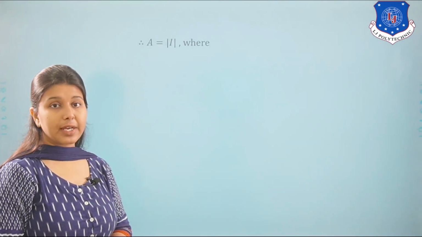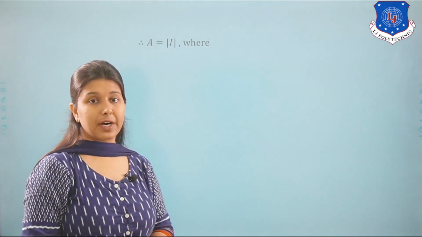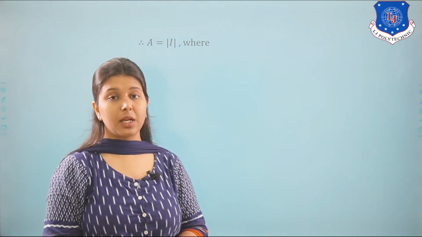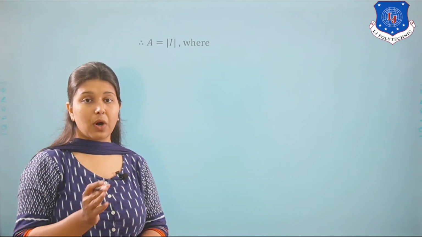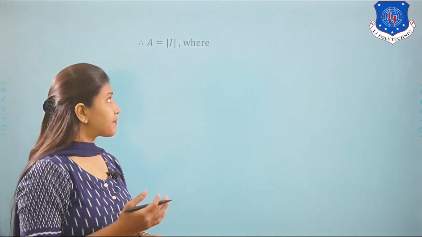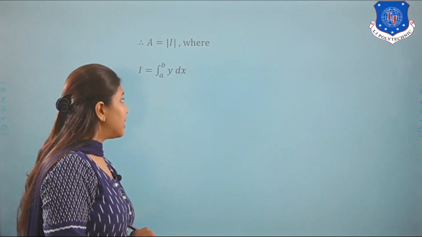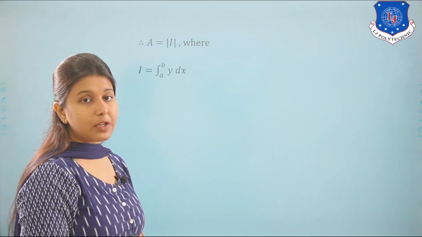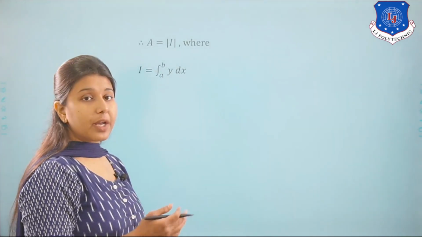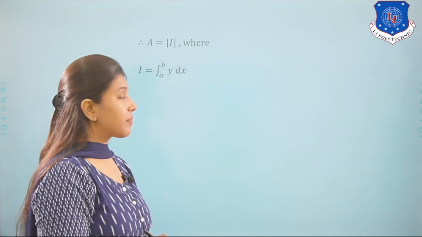See, area A is equals to modulus of I. We are taking I in modulus because area should be always positive. For I, we have two formulas. Either you can use I is equals to integration of a to b f of x dx or integration of a to b y dx. So we have I is equals to integration of a to b y dx. You can use another formula as well.